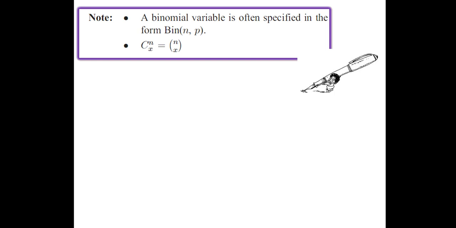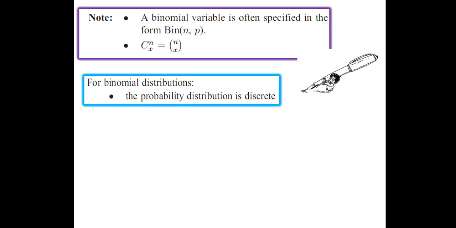Okay, fair enough if that seems confusing, we just need to do it through examples. A binomial variable is often specified in the form binomial(n, p). n stands for the number of trials, p stands for the probability of a success. They don't bother to put in q because q is just 1 minus p. The binomial coefficient could be written like this, or in our textbook it could sometimes be NCR.